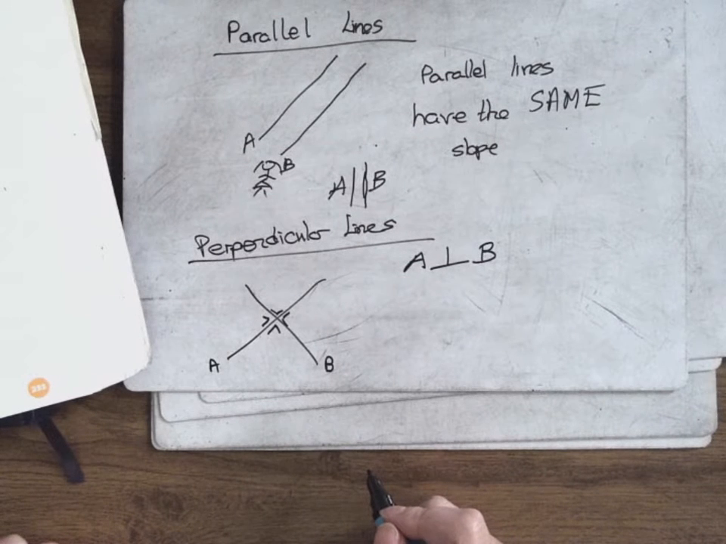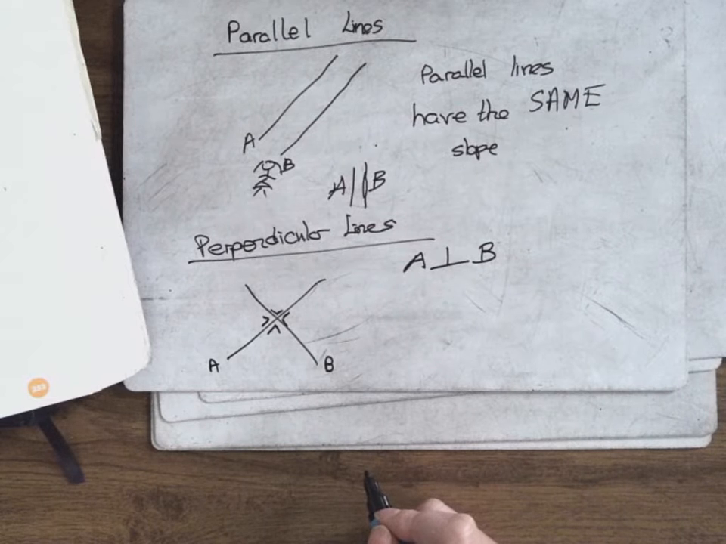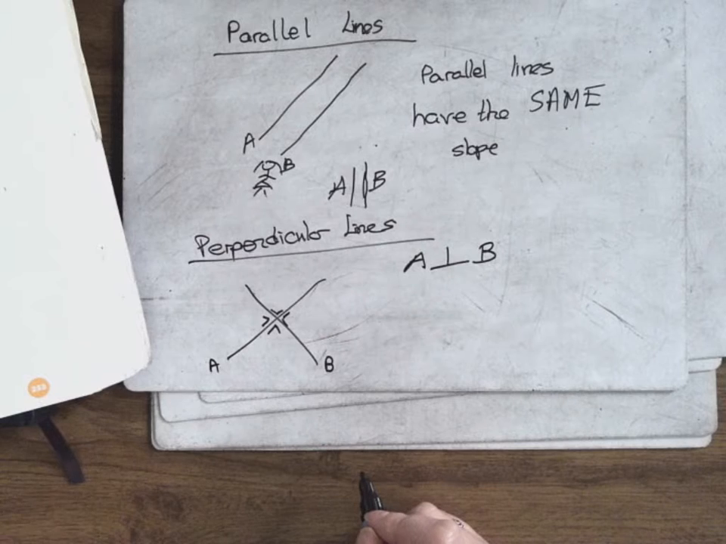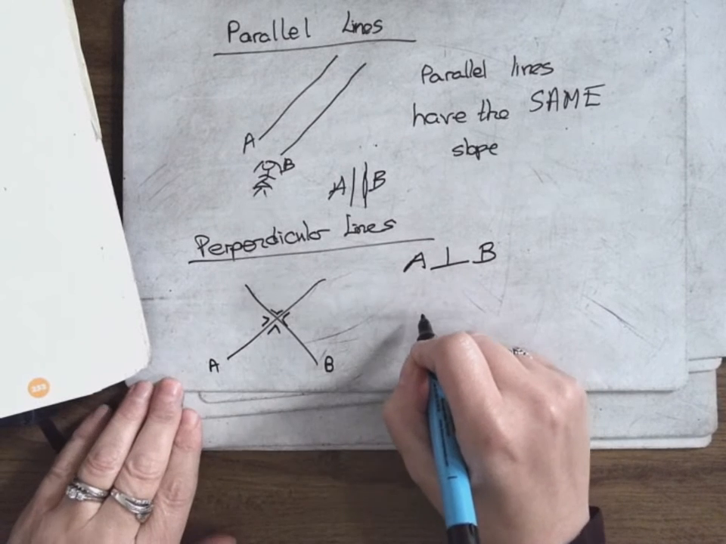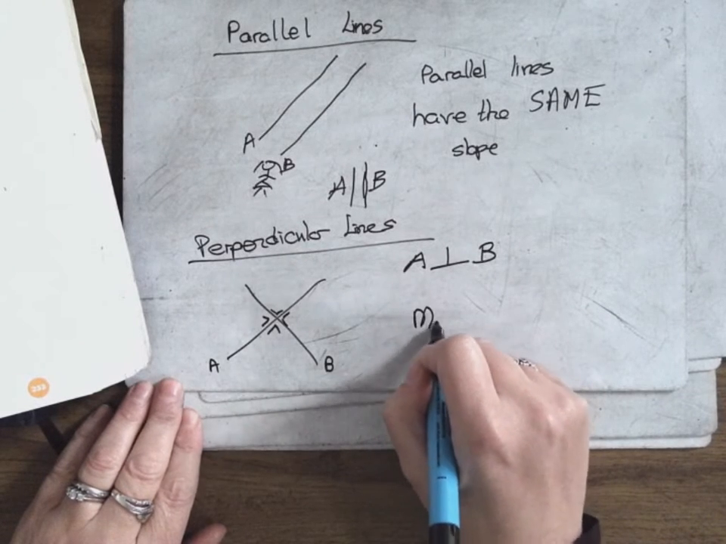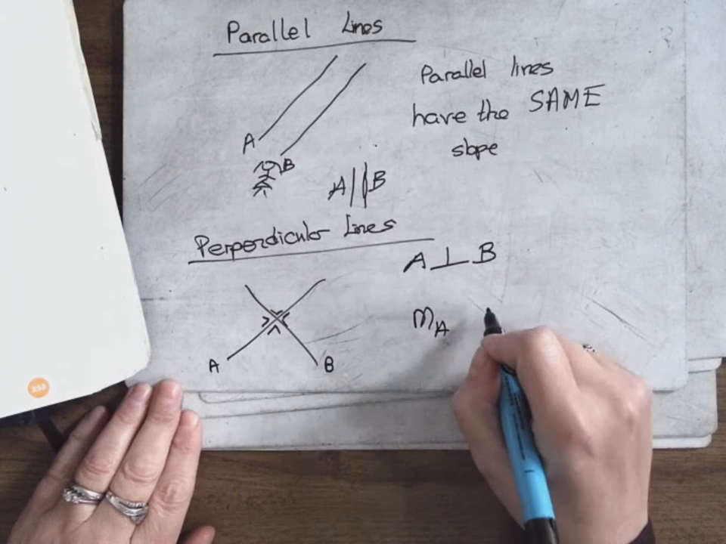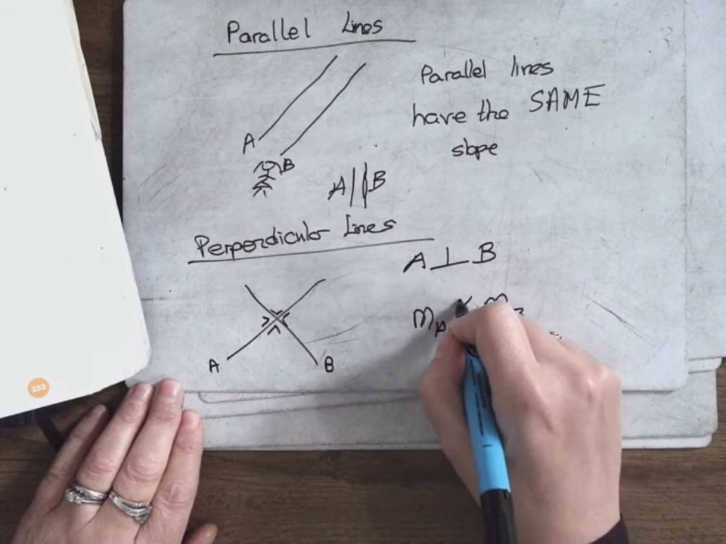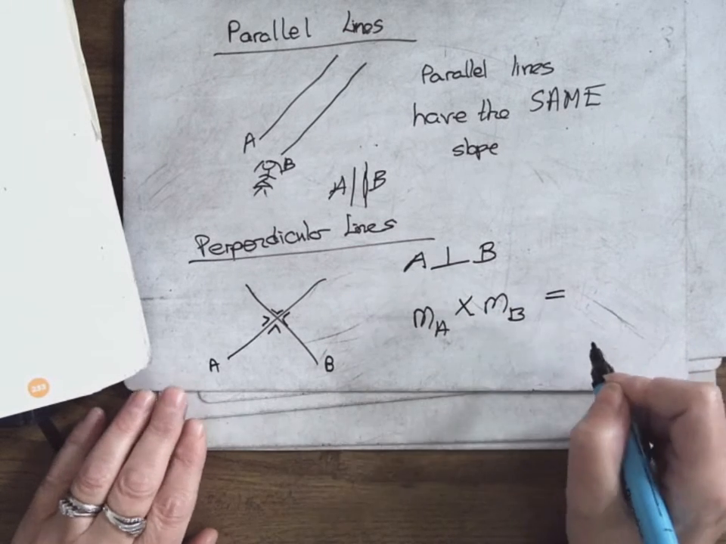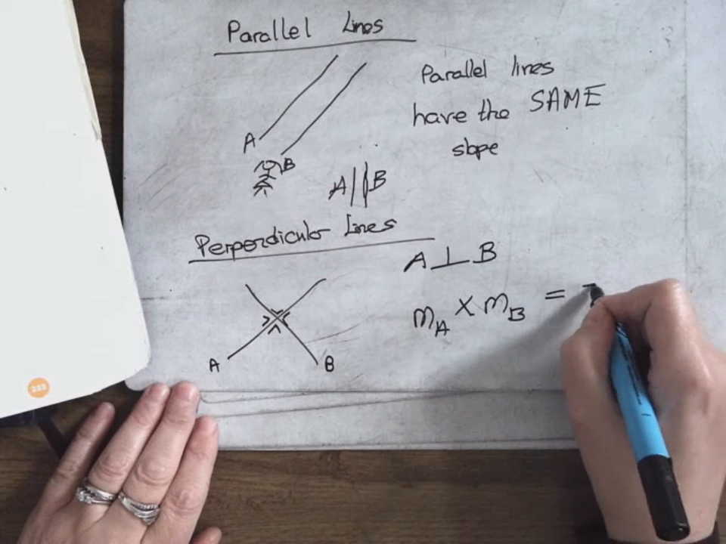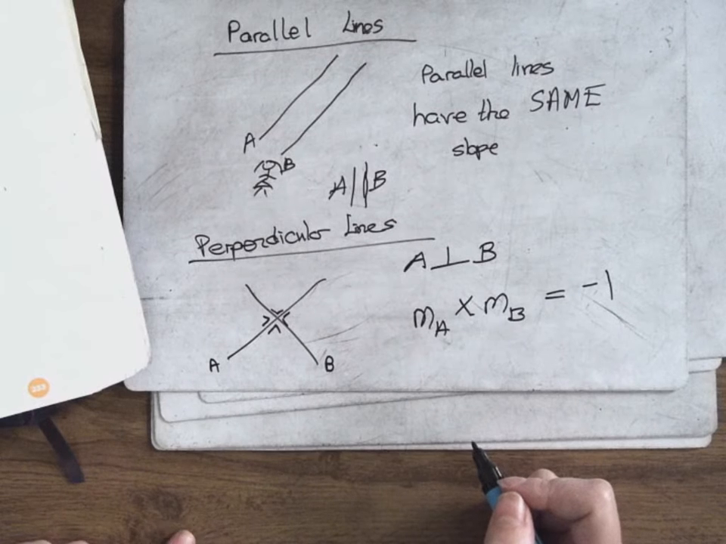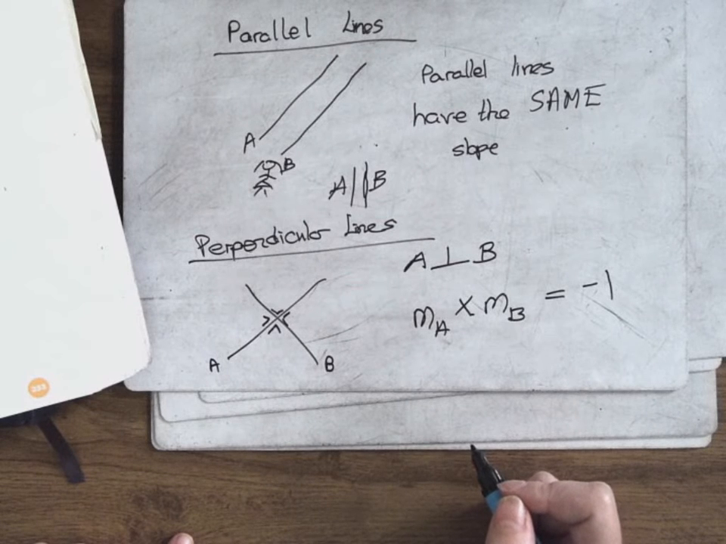So if I said I want you to prove that line A and line B are perpendicular, you basically get the slope of line A, I'll call it MA. You get the slope of line B, I'll call it MB, and you multiply them. If they are perpendicular, girls, you'll get the magic number, and the magic number is -1. So if you multiply their slopes and you get -1, they're perpendicular. If you multiply their slopes and you get any other number, they are not perpendicular.